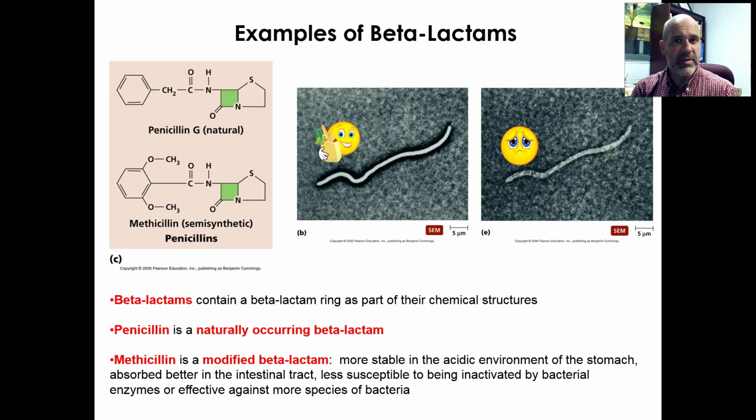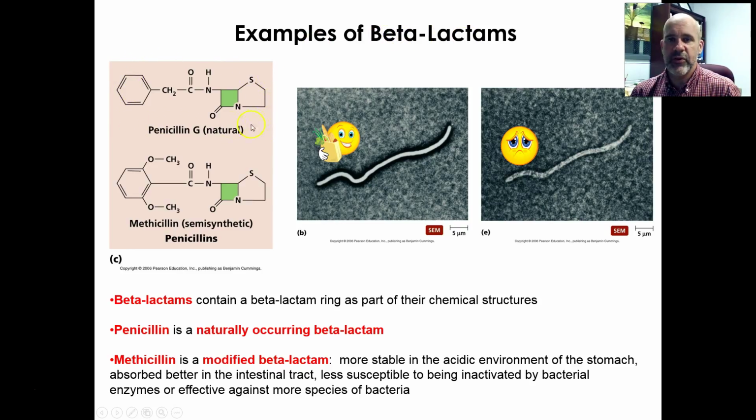Amoxicillin, pretty commonly given for, say, ear infections in kids. That's another one of these beta-lactam type antibiotics. And some of them are natural antibiotics, and then some of them are semi-synthetic drugs. Where does this name beta-lactam come from?